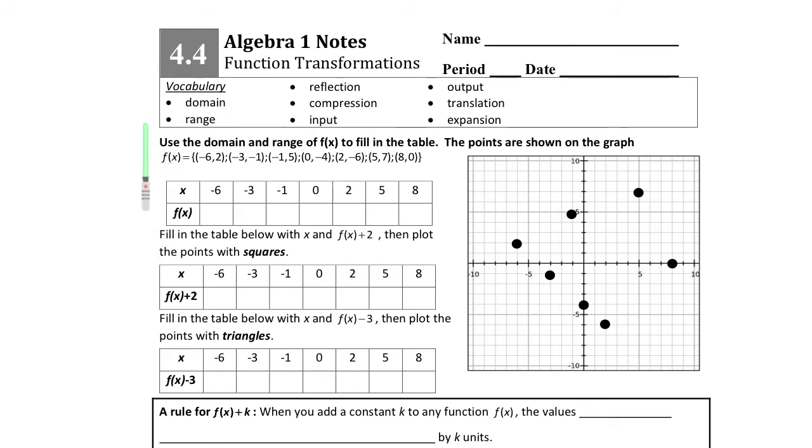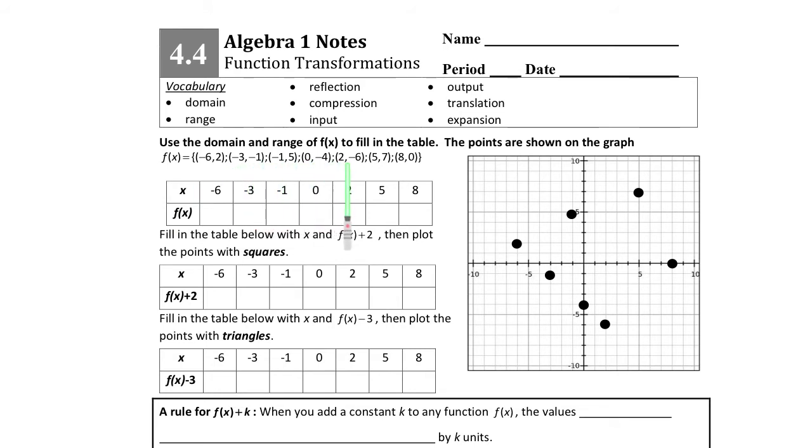We've got some new vocabulary words, and since this is going to be such a challenging lesson, I have brought out the lightsaber. You're going to see some familiar vocabulary words and some new ones. For reflections, compression, also known as a dilation, input, output, translation, and expansion, and that also has to do with our dilations.